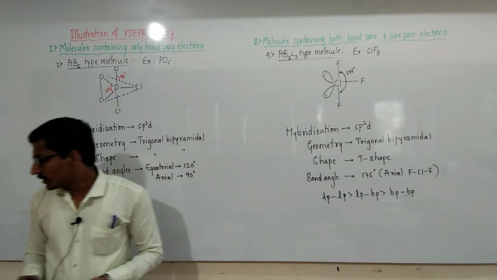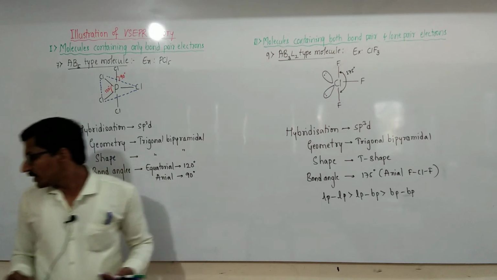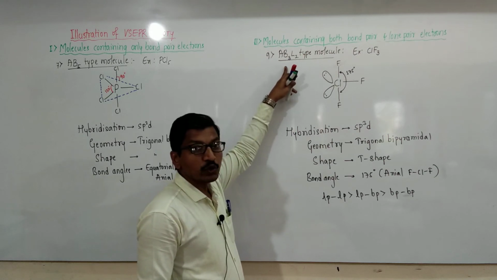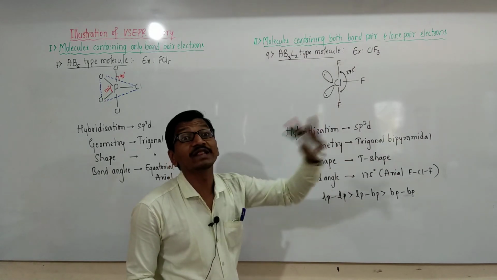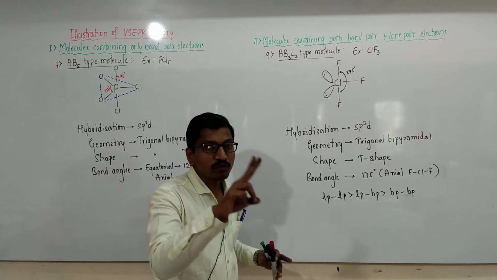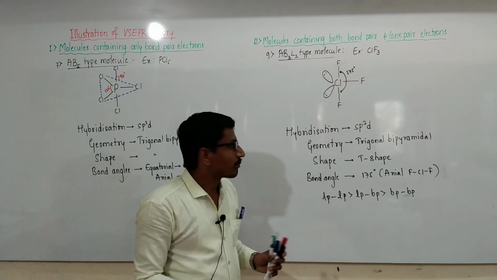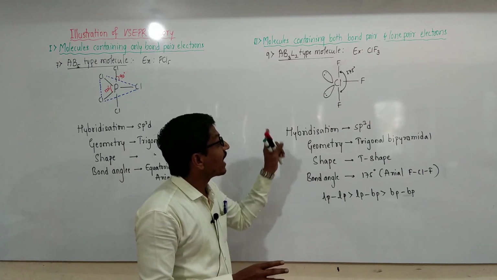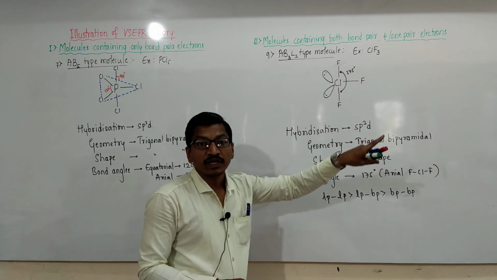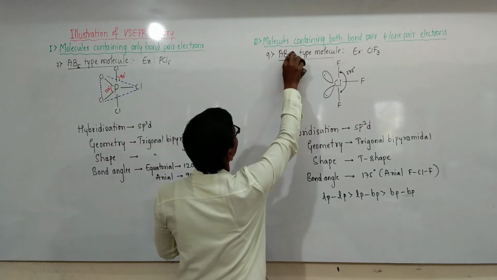Then the 10th example is the AB2L3 type of molecule. This is the AB3L2 type. Next one is AB2L3 type. AB2L3 means AB2, 2 bond pairs, and L3 means 3 lone pairs of electrons are present on the central atom, and the hybrid state of the central atom is the same, sp3d. The hybridization of the central atom is the same.